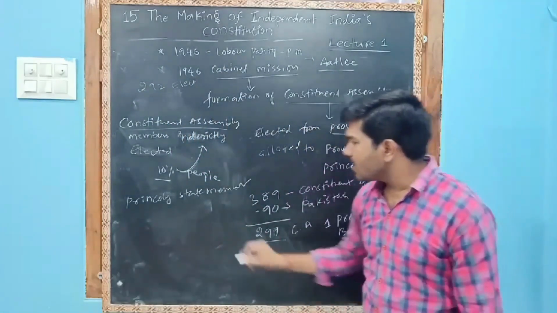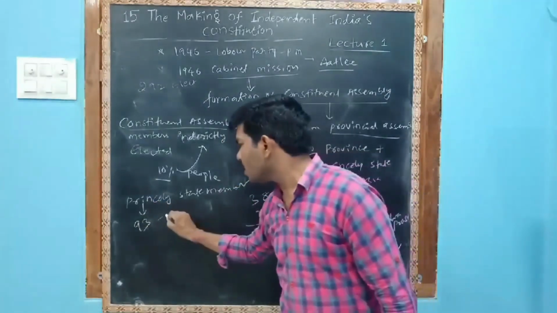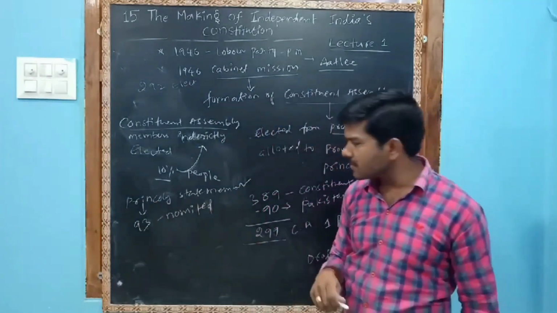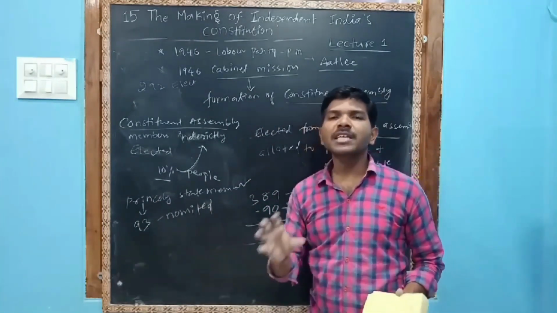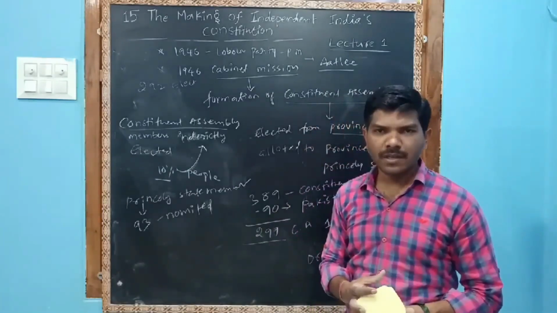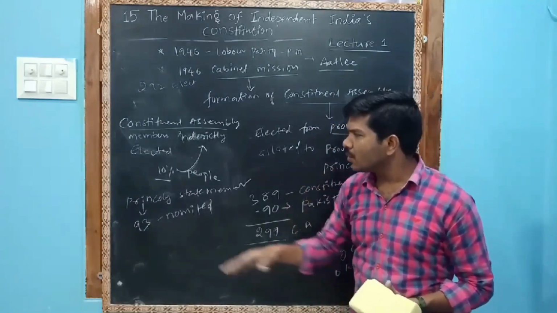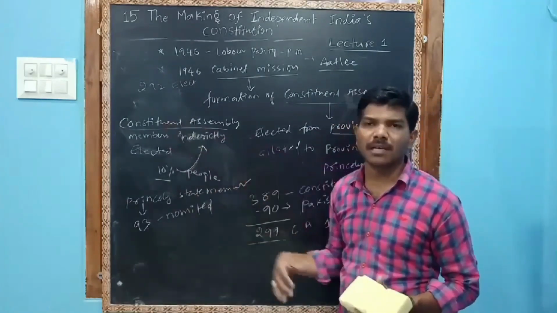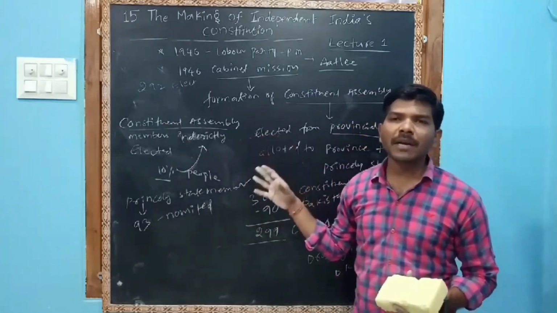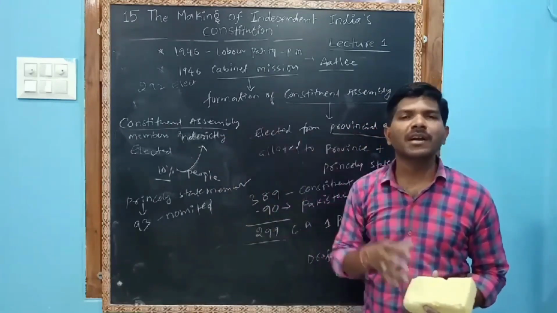Remaining 93, these princely states' 93 members were nominated. Nominated means the Britishers asked the kings to send certain representatives to take part in the Constituent Assembly, because the Britishers believed that after independence, princely states also will become a part of the Indian Union.